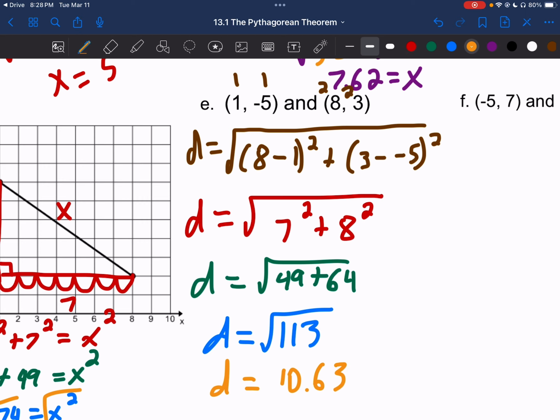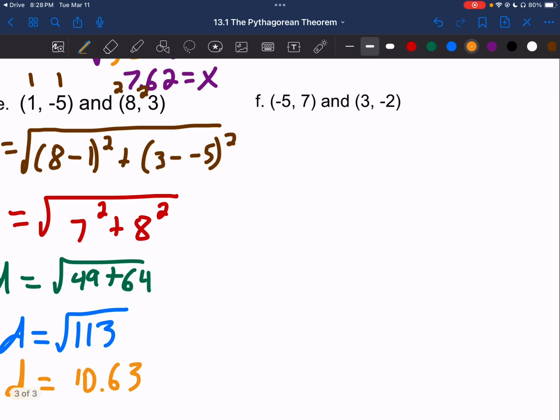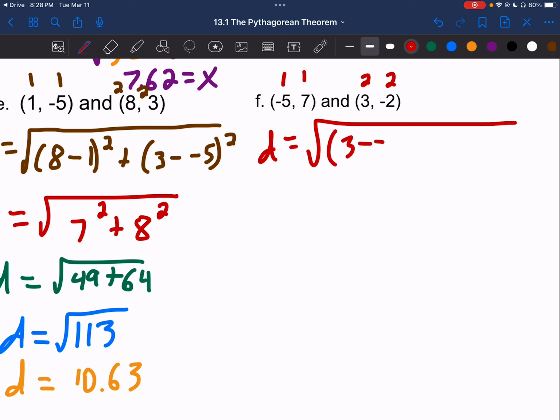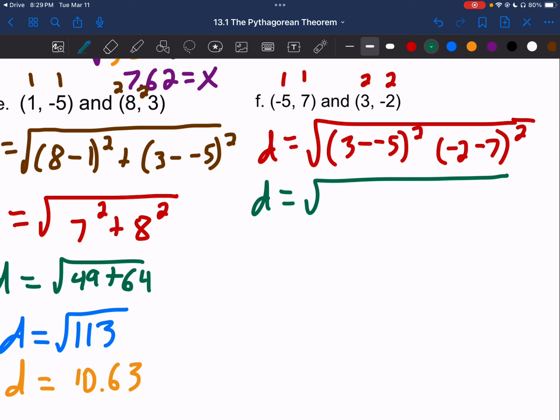All right, last one for today. Our distance formula. Distance is equal to the square root. And again, I'm going to just write 1 and 2. We know which one is x. We know which one is y. So we have 3 minus -5, the quantity squared. And we have -2 minus 7, the quantity squared. So our distance is equal to the square root. 3 minus -5 is a positive 8 squared. -2 minus 7 is -9 squared.